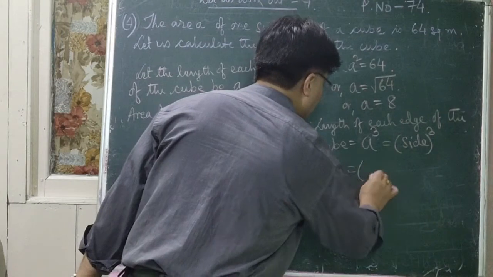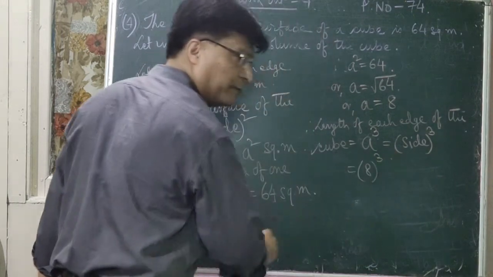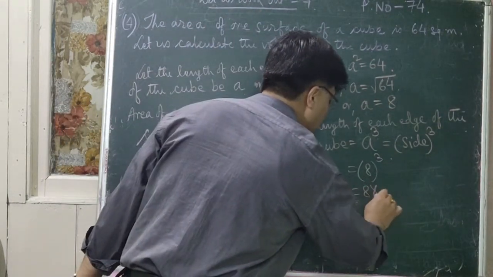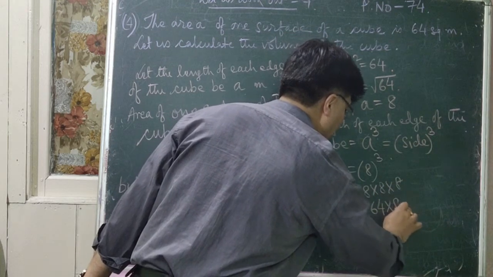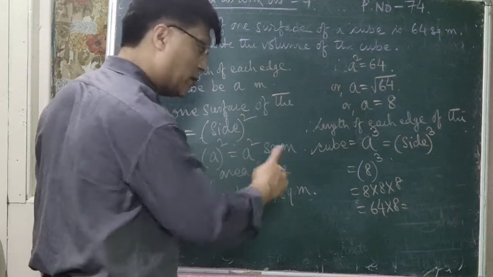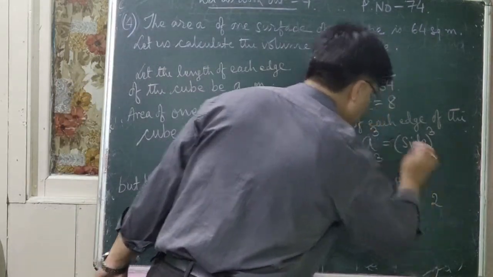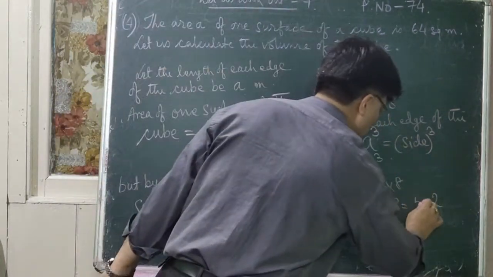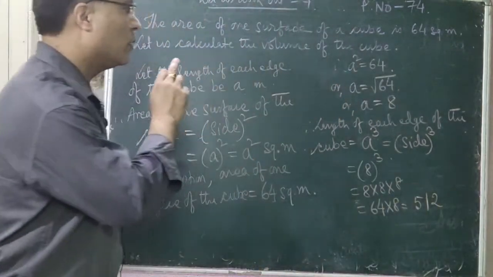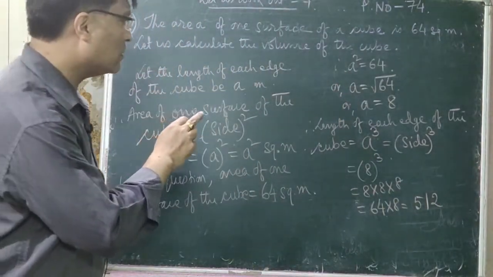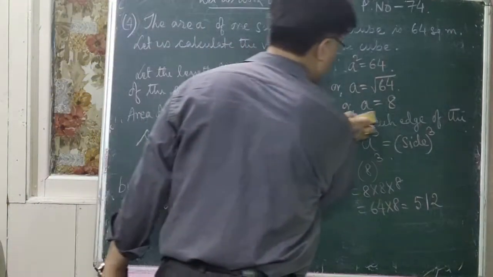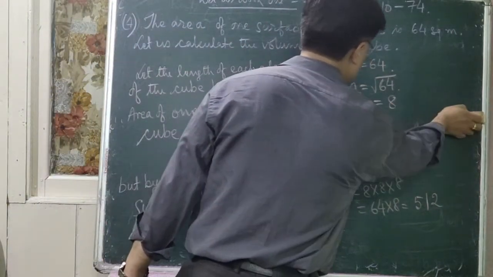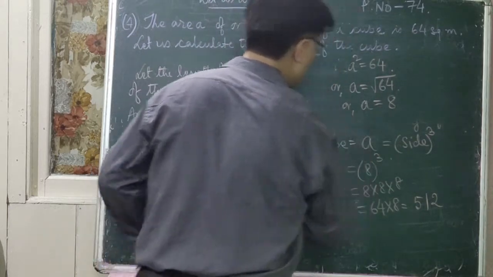So what is the value for a? That is your 8 whole cube. 8 whole cube means 8 into 8 into 8, which is equal to 64 multiplied by 8, which is equal to, now multiply them, 512. Volume of the cube, this is volume, not length of each edge of the cube. This is volume of the cube.